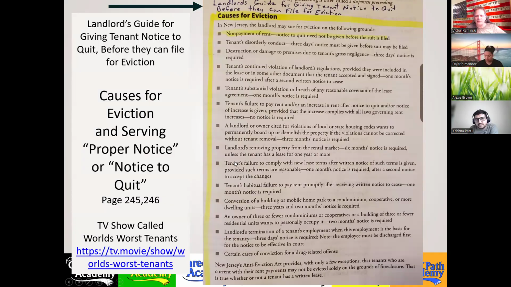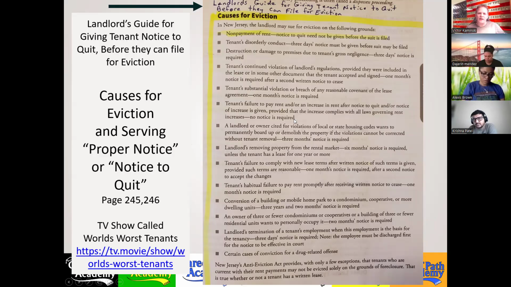So I just put a highlight box around the whole thing. I highlighted the first bullet point, which is what we need to know for the exam, that for non-payment of rent, no notice to quit need be filed. And at the top, I put Landlord's Guide for Giving Tenant Notice to Quit Before they could file for eviction. And that's on page 245 and 246 here.